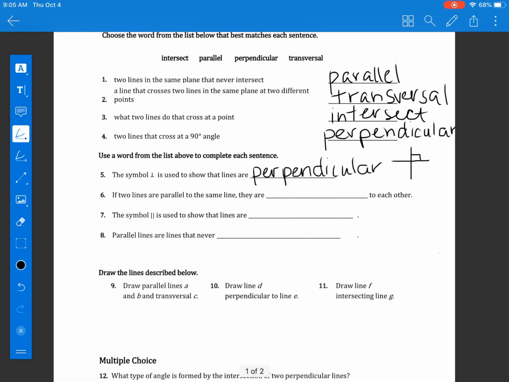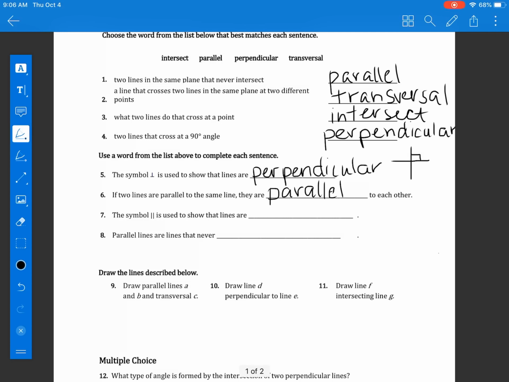For number 6, it says, if two lines are parallel to the same line, they are parallel to each other. So use the word parallel in that blank. It's kind of like if I was holding up 2 parallel lines, I can keep adding as many parallel lines as I want. There's infinitely many parallel lines to one line.